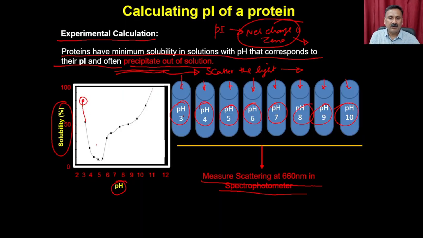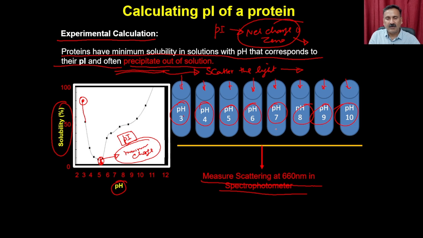As the protein reaches its pI value, its solubility is going to go down, and that's what you see here. This is the point at which the protein has the minimum solubility. This means at this particular point the protein has the minimum charge, right? It could be neutral or it could be minimum charge. So this is the point at which you can say that it is the pI.